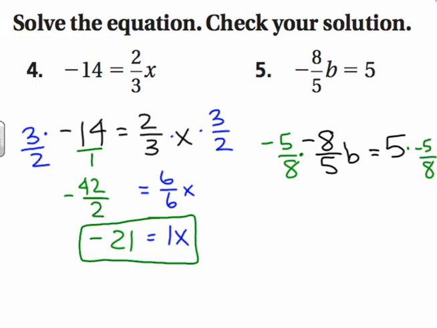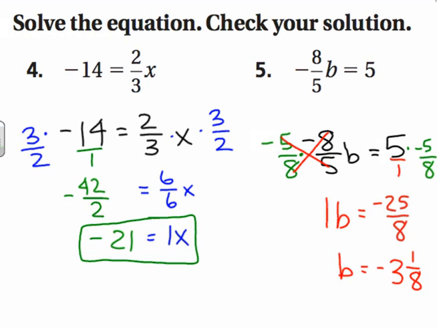On the left-hand side, that would be positive 40/40, which is just 1. So those will cancel to be 1b. And then on the other side, I can line it up to make 5 the fraction 5/1. That would be negative 25/8. And then I can just write it as a mixed number. 8 goes into 25 3 times with 1/8 left over, and that's going to stay negative.